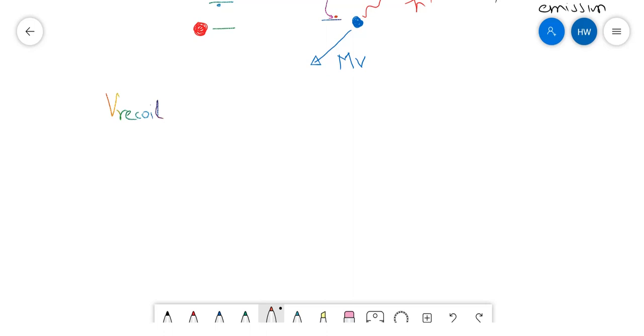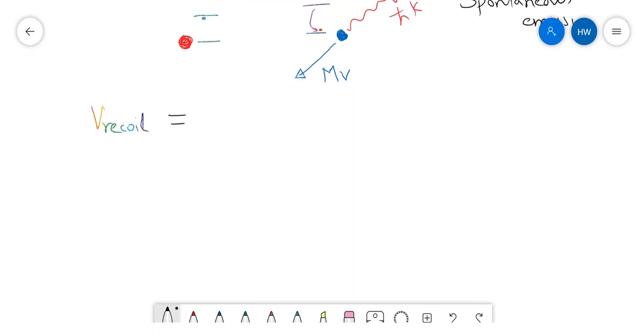How effective is it? Is it really a large number, or what are the kind of numbers we are dealing with? And now my v recoil I can write down as h times nu over m c, m being the mass of the atom, nu the frequency of light, and c being the velocity of light.